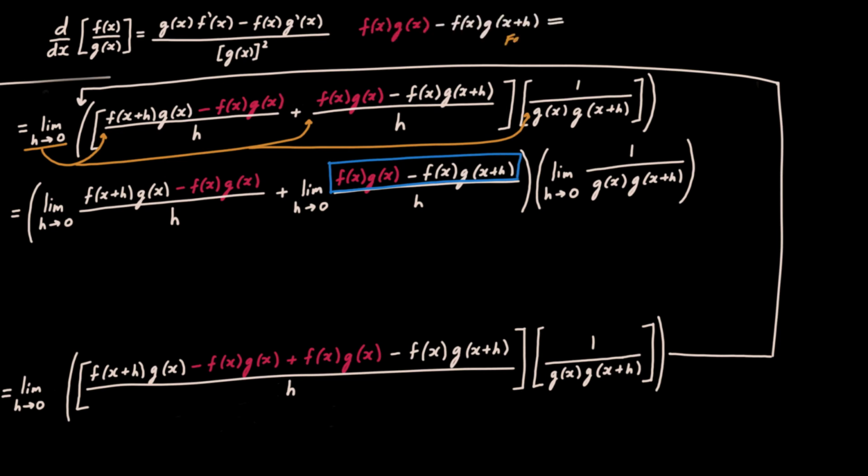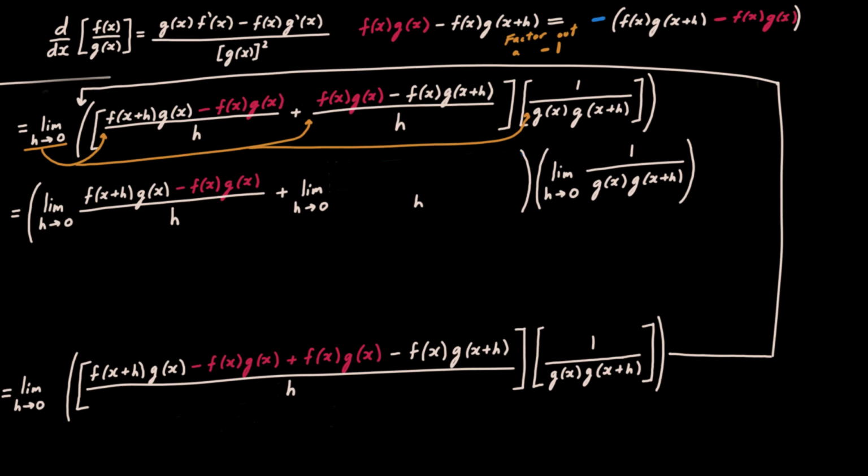Before addressing commonality, notice that this term that I'm boxing here in blue, I can rewrite as minus. Can you factor out a -1 to rewrite it like so? So I'm going to replace it with negative parentheses f of x times g of x plus h minus f of x times g of x. Okay, now finally, back to the question of commonality. First I'll factor out the -1.